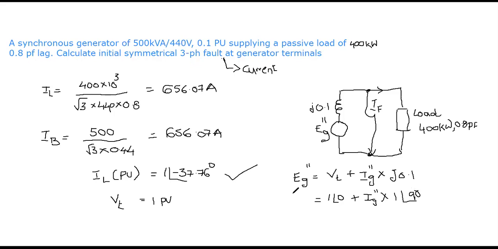Okay, so please note down up to this point. We shall see it in the next class. Just Vt is equal to 1 per unit, IL is equal to 1 at an angle of minus 37 degrees. Please note down the problem up to this stage. Next we will continue it in the next class.